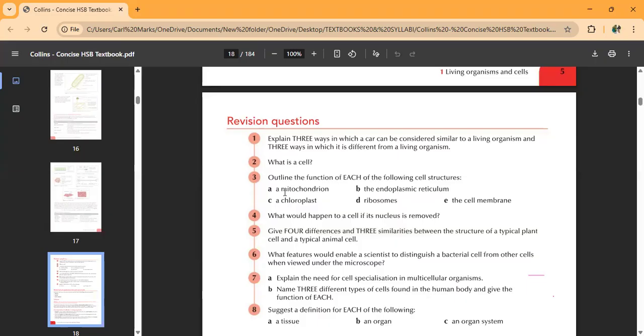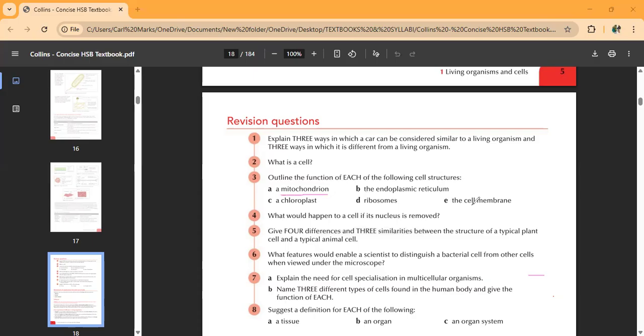Somebody give me the function of the mitochondrion. Look at this question here. Question number 3. What does the mitochondria do? Anybody? See if y'all can remember. Hello? My students gone out on me. Y'all can't remember? Nothing about these things here.